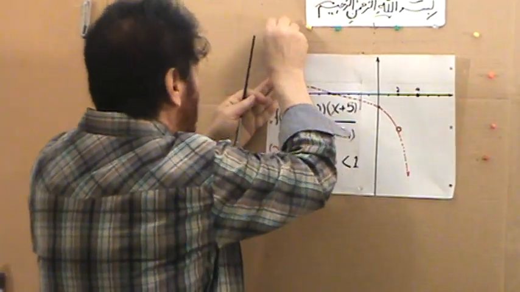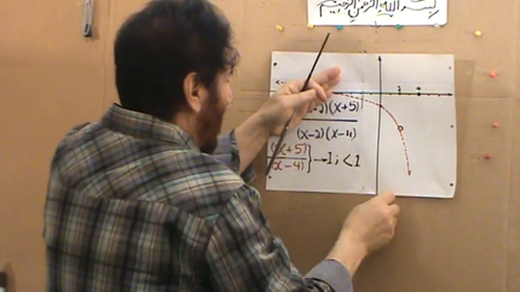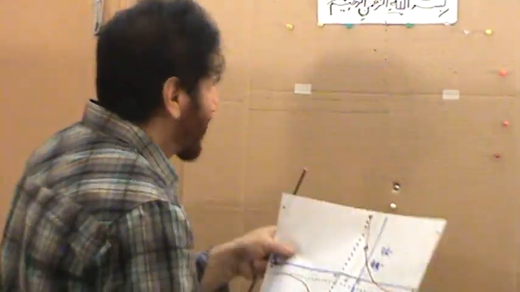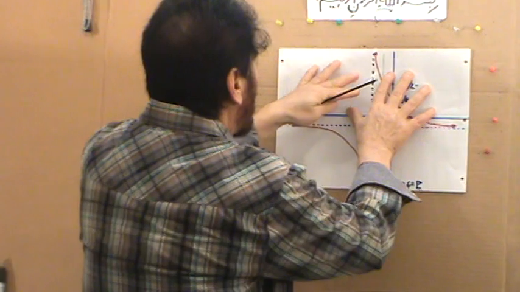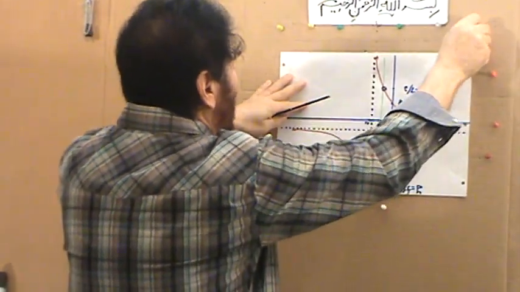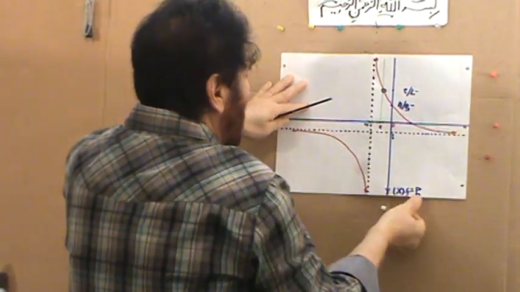Okay, now let me go to analyzing the graph as we go toward 4. So this graph is kind of complete, I have both of them. It's upside down, it is not.